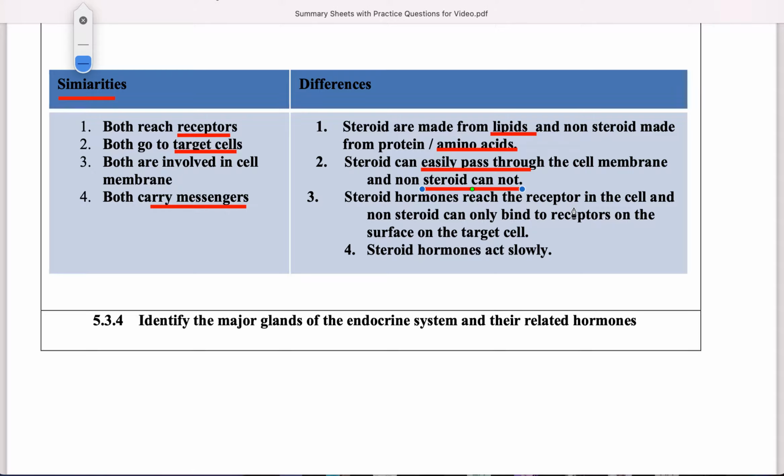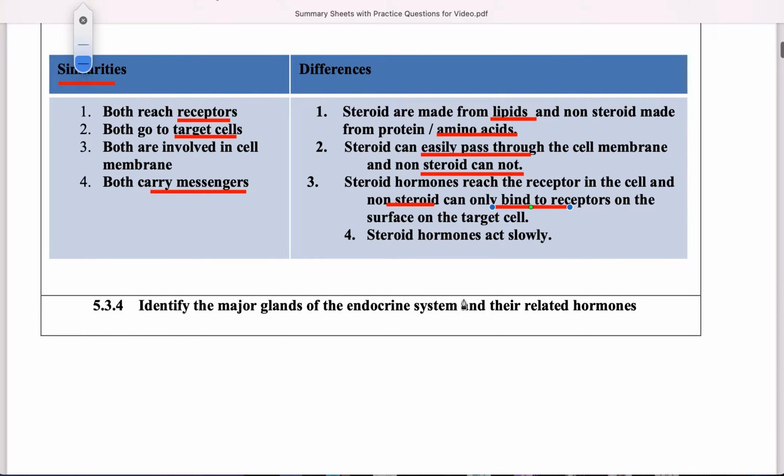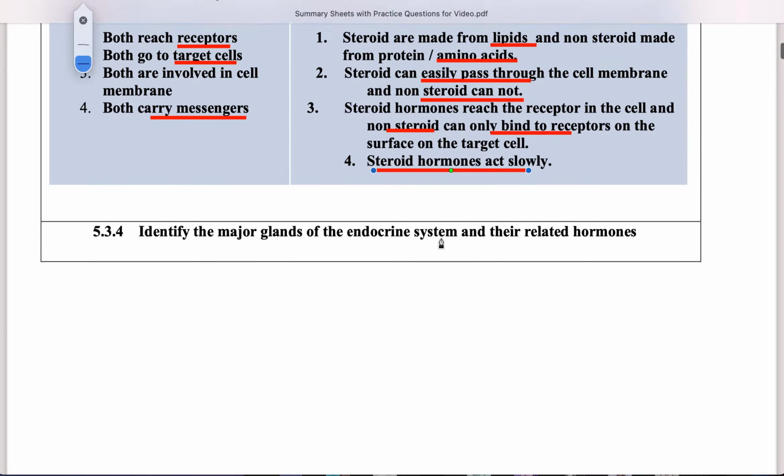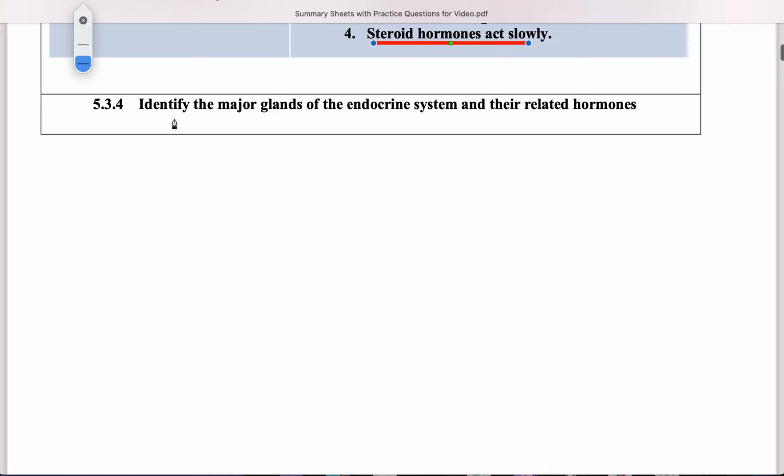Steroid hormones reach the receptor in the cell membrane easily, while the non-steroid has to bind and then go into the cell. Steroids work very slowly. Next thing which we have to discuss is identify the major glands. So now this is a very important area.